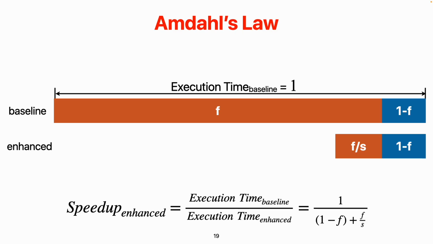So I was not lying, right? This is still the only definition of speed up. And Amdahl's law essentially is just realigning, or say rescaling, your baseline execution time into 1. So just by doing this, you will automatically get Amdahl's law. Right? So this is not a new equation.